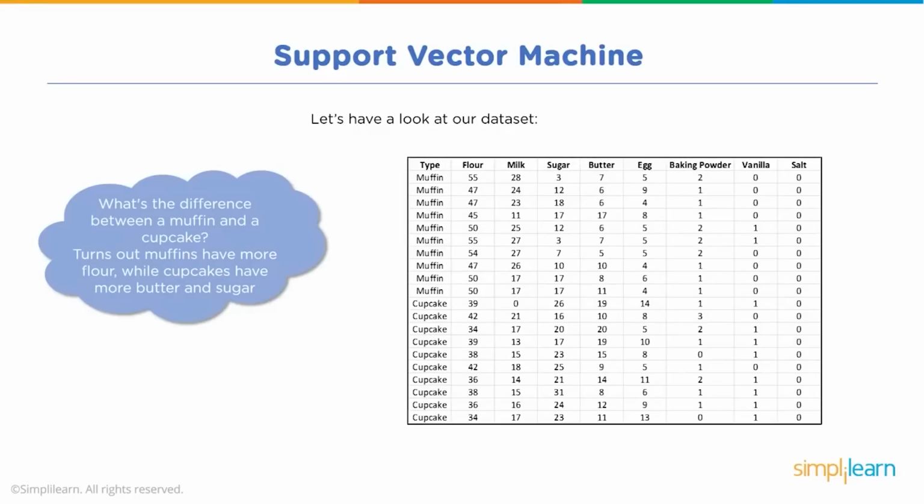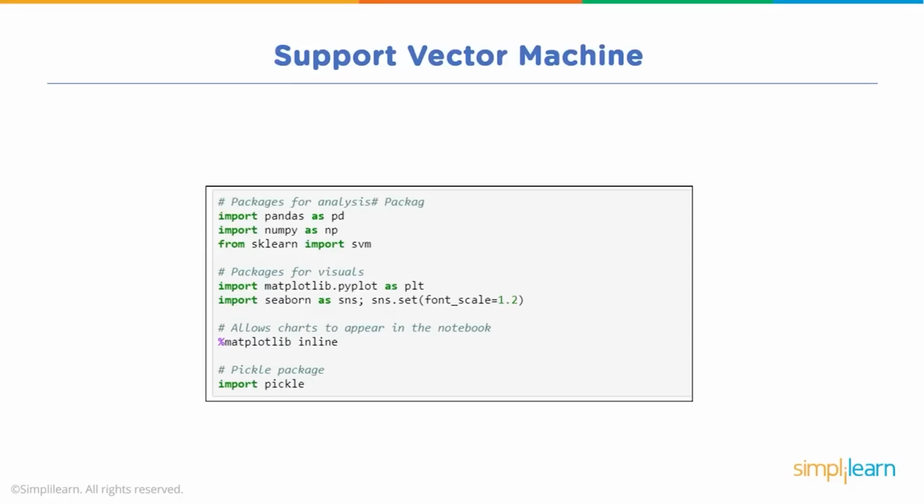What's the difference between a muffin and a cupcake? Turns out muffins have more flour, while cupcakes have more butter and sugar. So basically the cupcake's a little bit more of a dessert, where the muffin's a little bit more of a fancy bread. But how do we do that in Python? How do we code that to go through recipes and figure out what the recipe is? And I really just want to say cupcakes versus muffins, like some big professional wrestling thing.